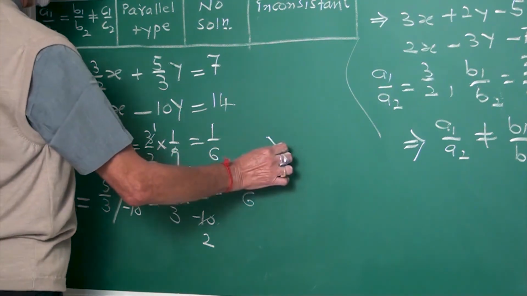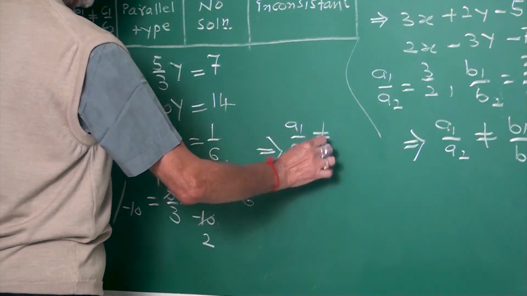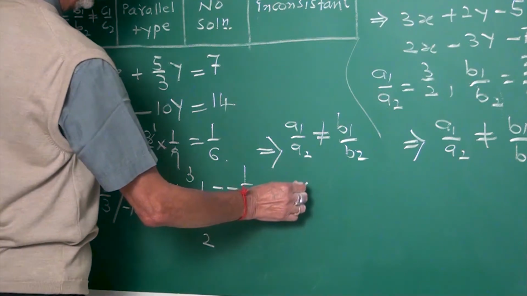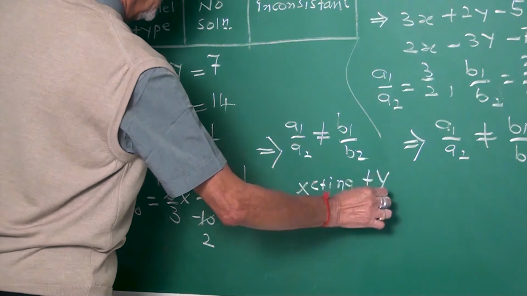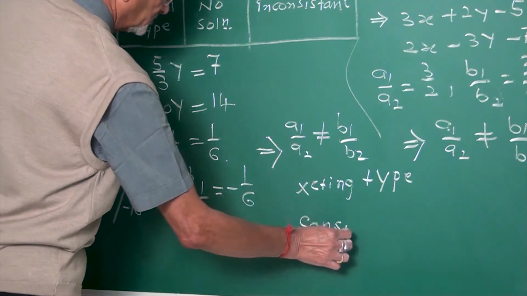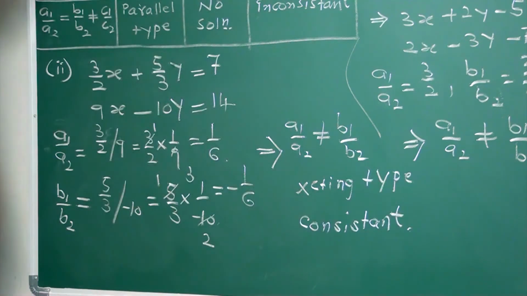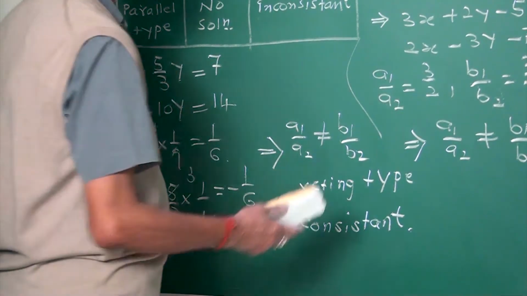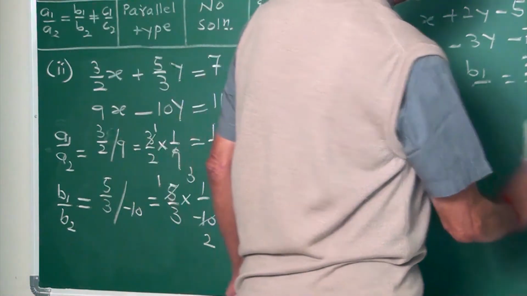This itself implies A1 upon A2 is not equal to B1 upon B2. Then it is intersecting type. Intersecting means the system is consistent. Yes, my friends, if you want, I will do one more example. Consistent.